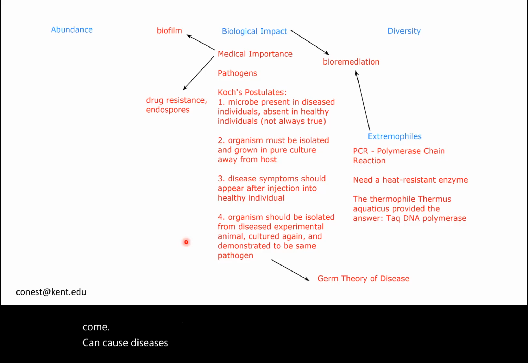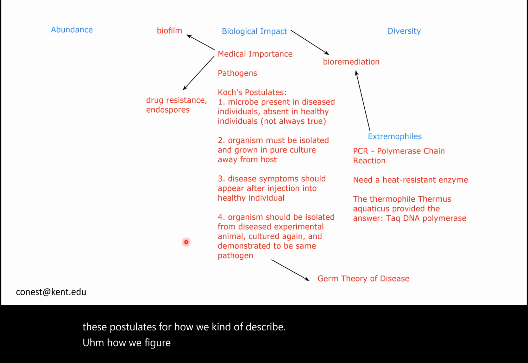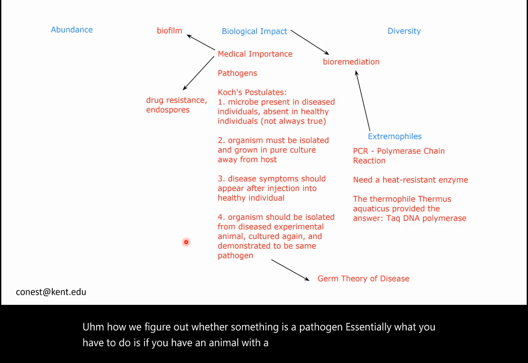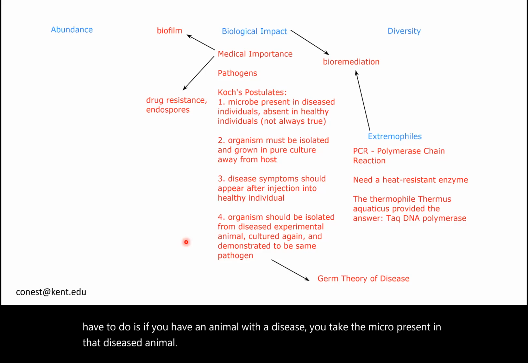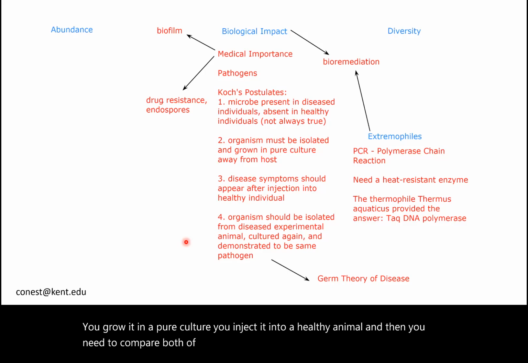And something that was discussed in the book are these postulates for how we describe how we figure out whether something is a pathogen. Essentially, if you have an animal with a disease, you take the microbe present in that diseased animal, you grow it in a pure culture, you inject it into a healthy animal, and then you need to compare both of those microbes to see if they are the same pathogen.